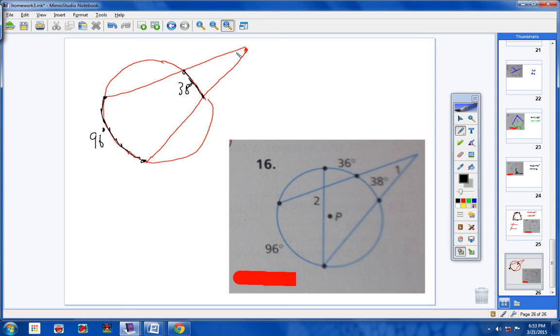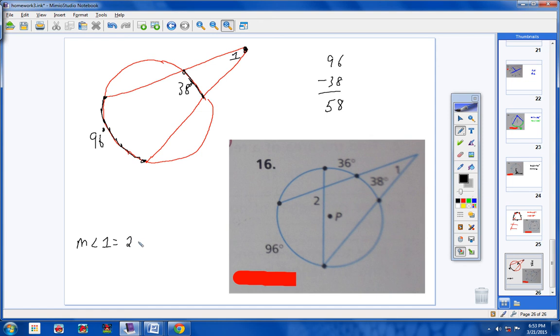Well, we learned a theorem that says when two secant lines intersect in the exterior of a circle, you take the two intercepted arcs, subtract them, not add them, subtract them and divide by 2, and you'll get this angle here. So 96 degrees for this arc minus 38 degrees for this arc, and you get 58 degrees. Now divide that in half and you get 29. So the measure of angle 1 is 29 degrees.